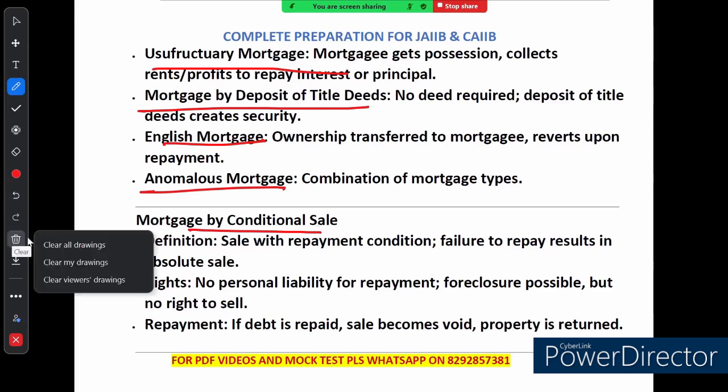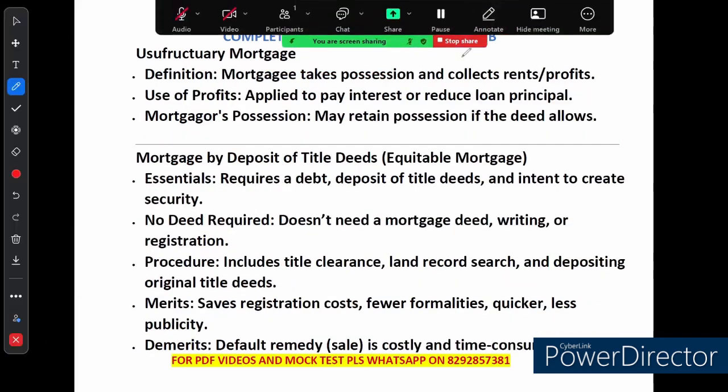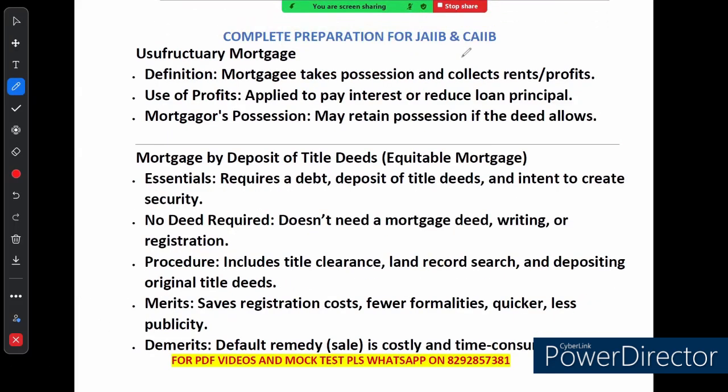Now let's talk about usufructuary mortgage. Let's discuss it a little bit more. In this type of mortgage, the bank takes possession of your property and uses the rent or profit to either pay the interest or to reduce your loan.